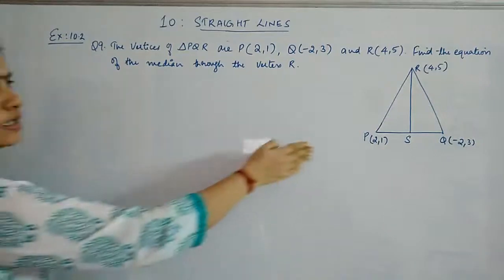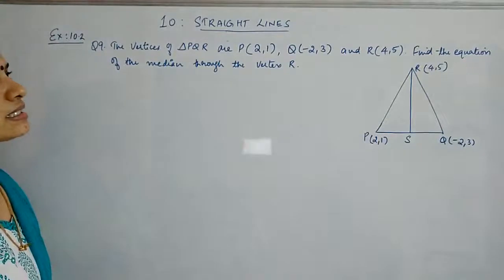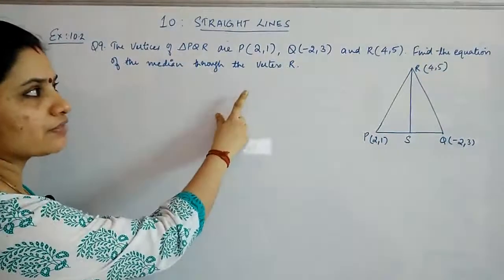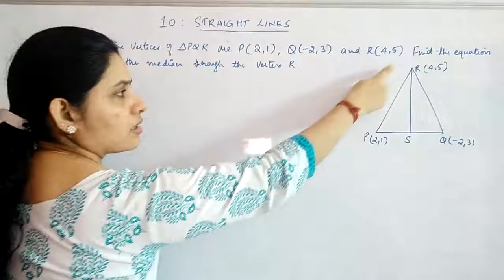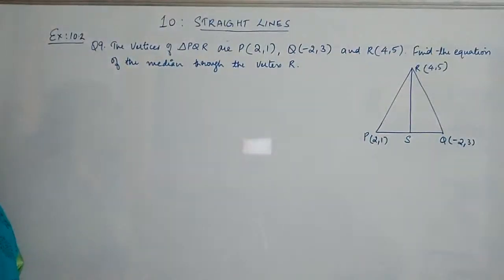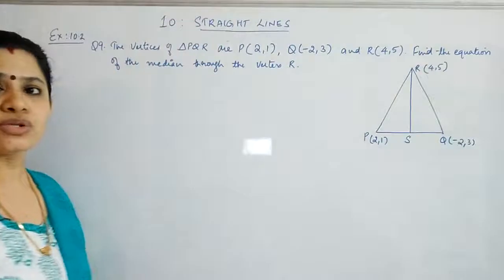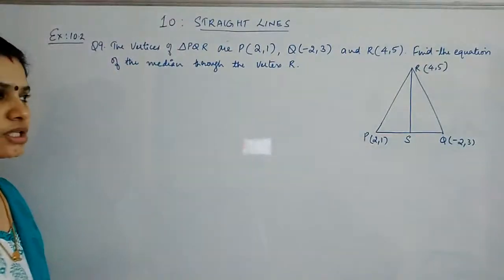So I have drawn a figure, that is triangle PQR with vertices taken, and you have to find out the equation of that line which is passing through R as the median. So let RS be the median. You have to find out the equation of the line RS. First, if you are able to find out this point, then you can use the 2-point form in order to get the equation.